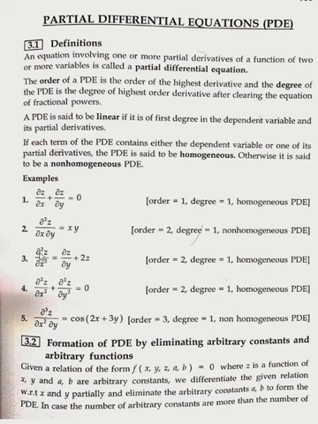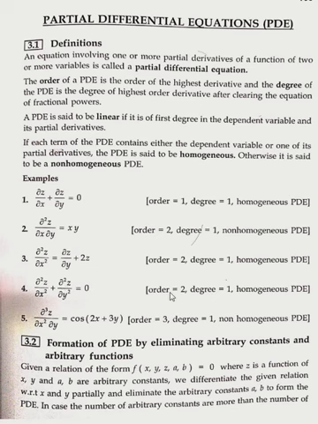Here what is the order? The highest derivative is 2, therefore the order is 2. What is the degree? The degree of the highest order. What is the degree of this highest order? That is 1. Is it homogeneous? Yes, it is homogeneous, because every term contains either z or one of its partial derivatives. Therefore this is homogeneous. The fourth example, here what is the order?